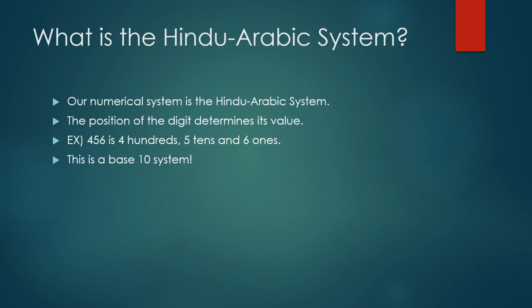So for example, the number 456: 4 is in the hundreds place, 5 is in the tens place, and the 6 is in the ones place, which is how we get 400, 50, and 6 for that. Please note that this is a base 10 system. In this class, we're going to talk about the base 10 system as well as other bases.